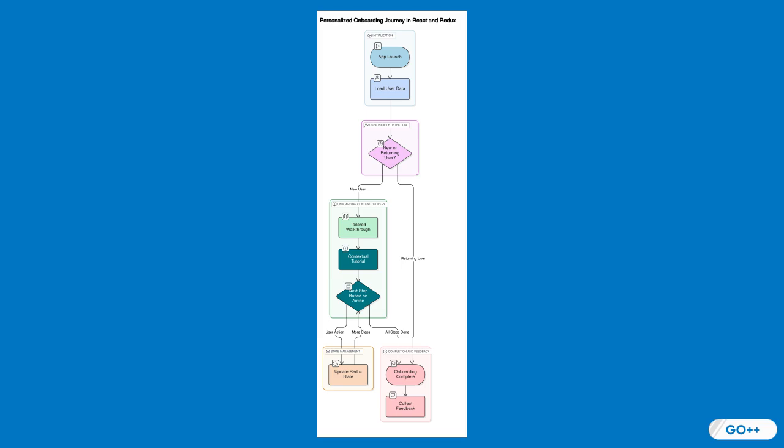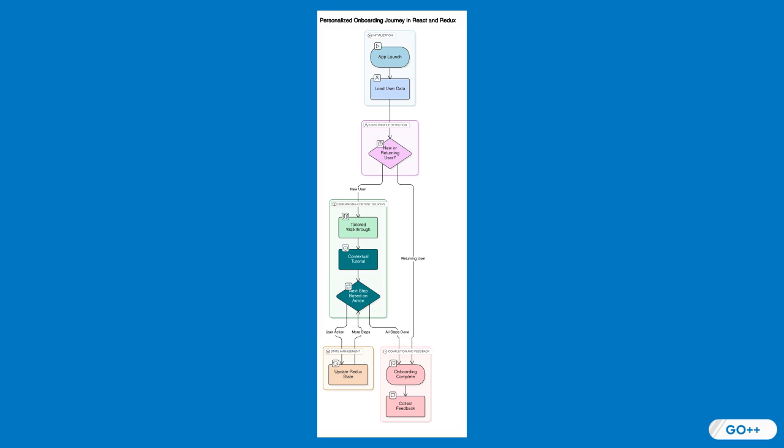First, we have React and Redux. React is a powerful JavaScript library for building user interfaces, especially single-page applications, where dynamic and responsive user experiences are essential. Redux, on the other hand, provides a predictable state management framework, ensuring your application's state is consistent and manageable across various components. Now, what does personalization mean in onboarding?